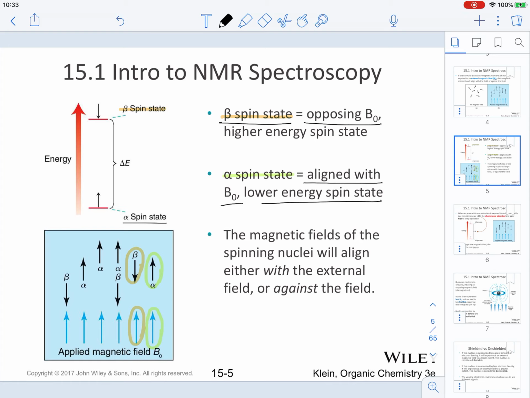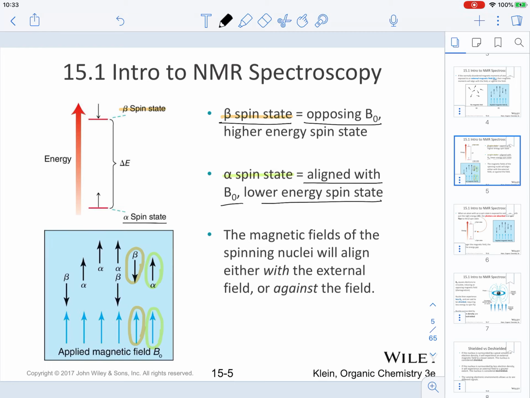The analogy that we can use to rationalize why the beta spin state is higher in energy than the alpha spin state is kind of like if you think about swimming with a current or swimming against a current.